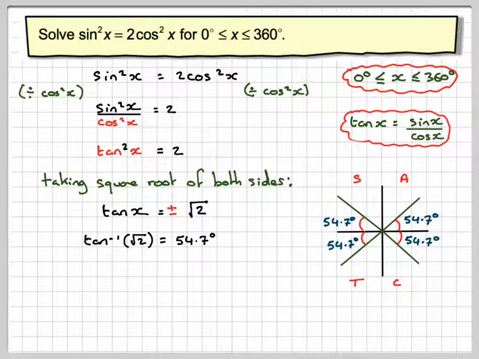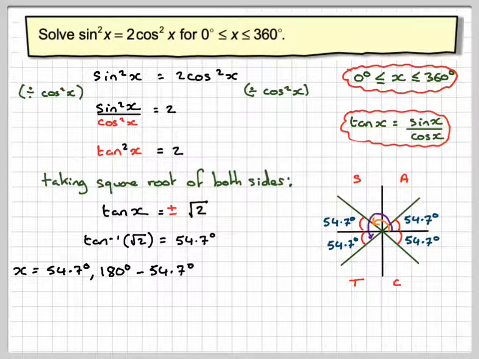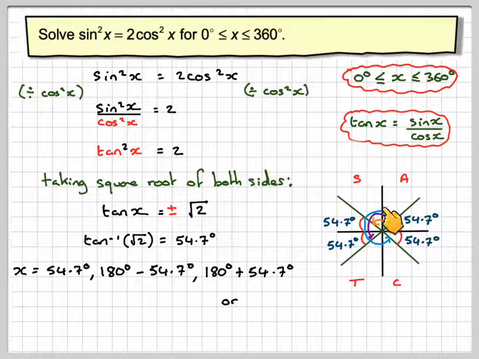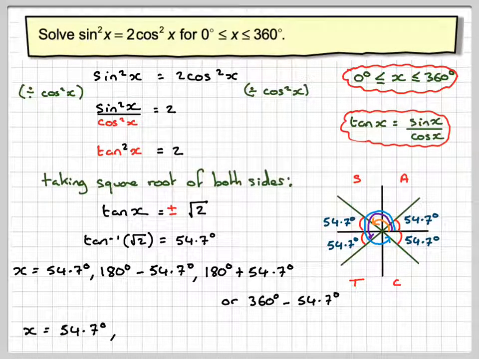54.7 degrees, 54.7 degrees. So starting from here, going round anti-clockwise, the first one will be 54.7. For the second one, we now look at this orange one here, so it's going to be 180 minus 54.7. For the third one, we look at this purple one here, which is going to be 180 plus 54.7. And for the final one, we look at this cyan here, so we're going all the way around here. That's going to be 360 minus 54.7.